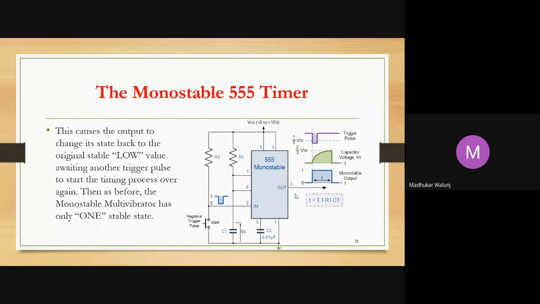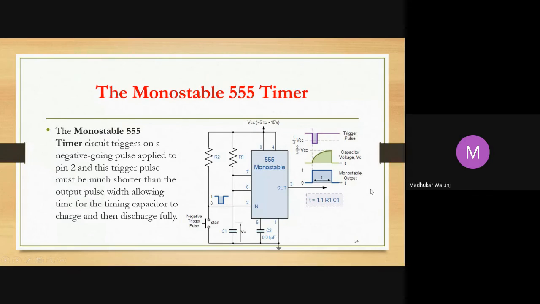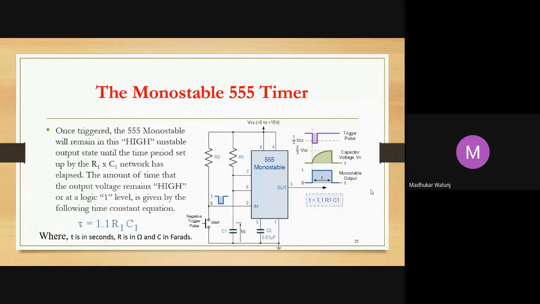So this is why it is called a monostable. Only one state is continuously stable, that is low. We are going to get only one pulse. The monostable 555 triggers on a negative-going pulse applied to pin number 2, and this trigger pulse must be much shorter than the output pulse width, allowing time for the timing capacitor to charge and then discharge fully. So this is a monostable 555 timer circuit.